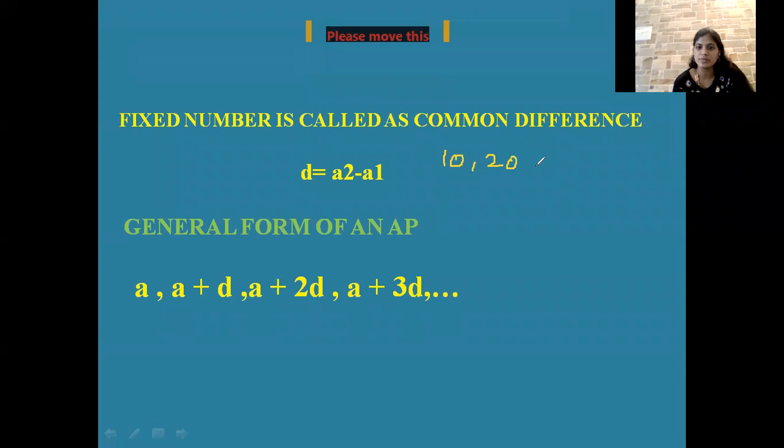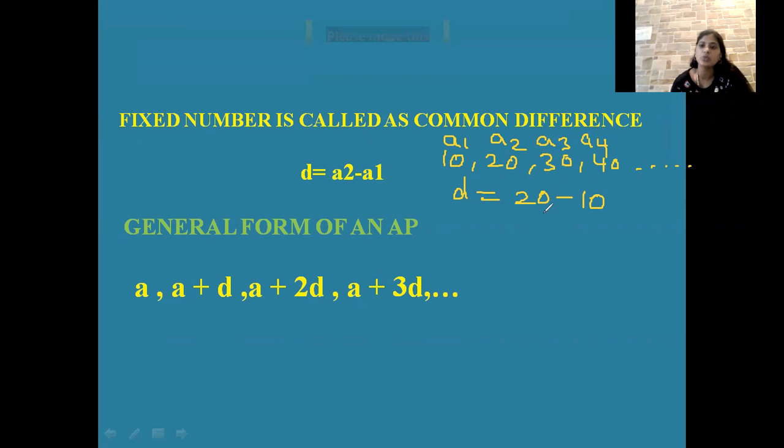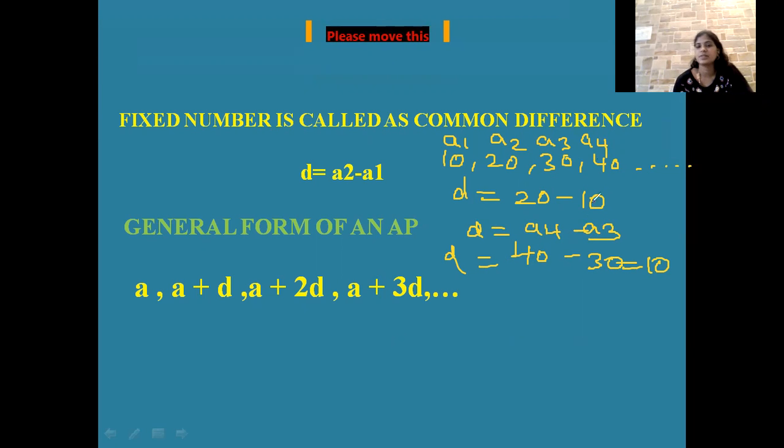You take 10, 20, 30, 40 as the arithmetic progression series. If you are finding the common difference for this series, the answer is going to be 20 minus 10. Here the 10 is a1, this one is a2, this one is a3, this one is a4. It is not compulsory to take a2 and a1 alone. You can take any two consecutive terms, write that term and subtract its preceding term, and you'll be able to find the answer. In this, it is a4 minus a3, right?